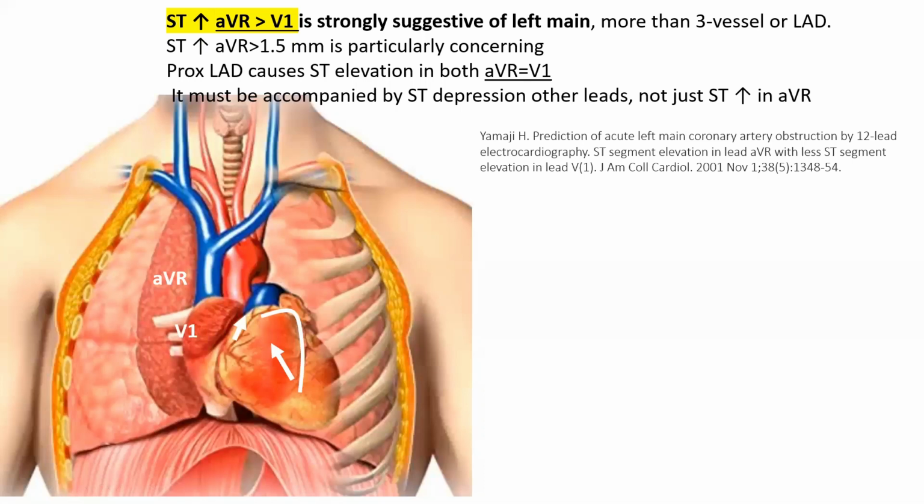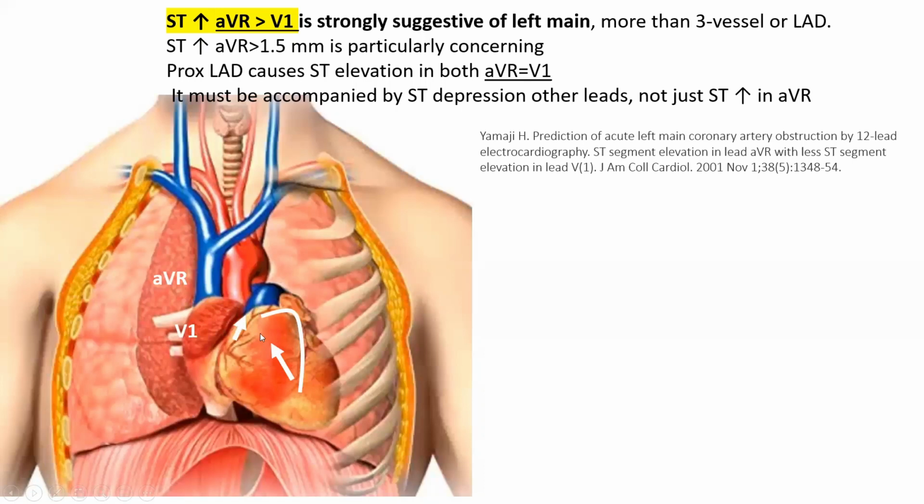On top of that, you have ST elevation in AVR and V1 that could signify left main when ST elevation in AVR is much more pronounced than it is in V1. Conversely, if ST elevation in AVR is equal to the ST elevation in V1, this would suggest proximal LAD disease or 3-vessel ischemia. The idea is the following. So when you have 3-vessel ischemia, you will get diffuse ST depression and you will get ST elevation in both V1 and AVR equally.